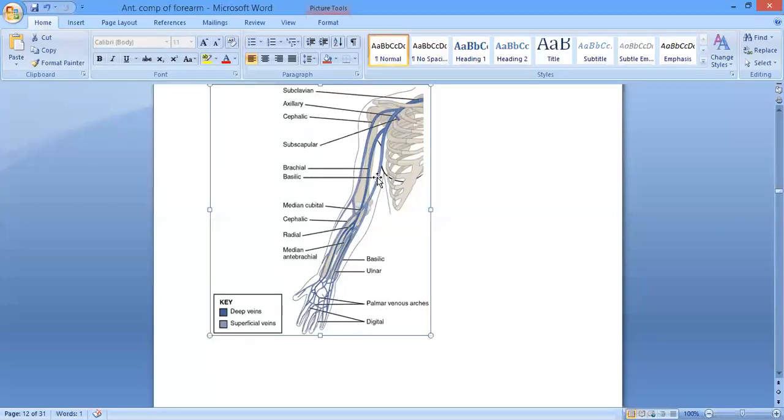It is just going to pierce the deep fascia and becomes deeper. And when it reaches near the lower part of teres major muscle, it is joined by the two vena comitantes of the brachial vein and going to form the axillary vein. Is it clear, जी?